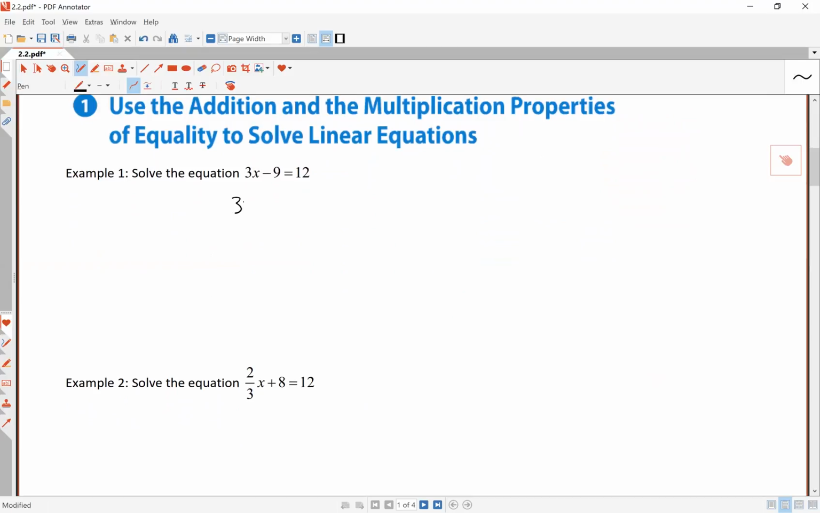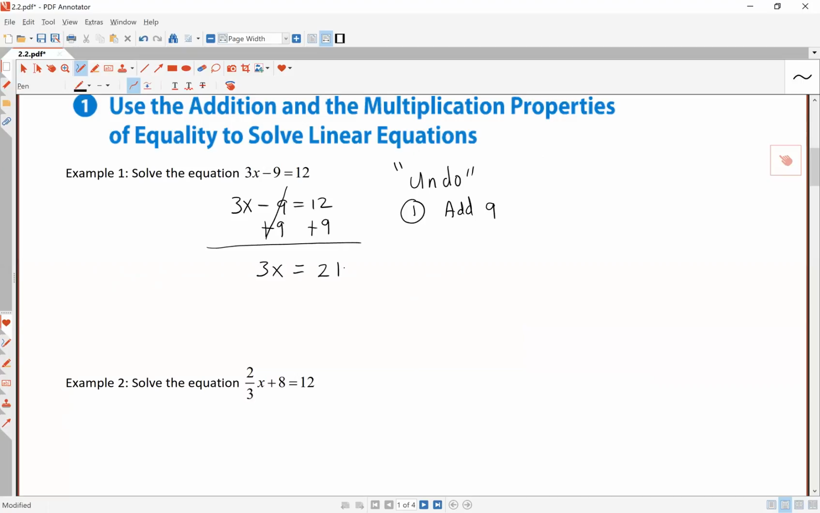When I solve 3x minus 9 equals 12, I have to undo what is happening to x. 3 times x minus 9. So I first start by undoing the minus 9 by adding 9 to both sides. I add 9 to the left, and I add 9 to the right. That has the effect of canceling that negative 9, and now it's 3x, and 12 plus 9 is 21.